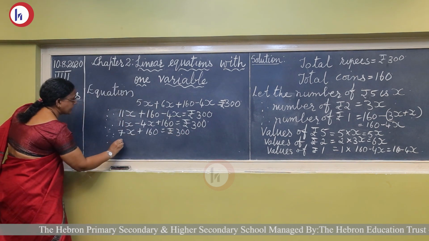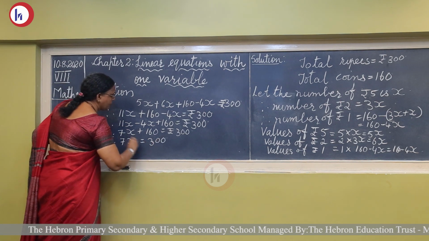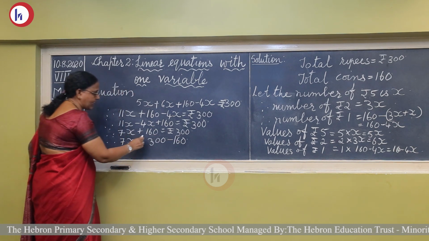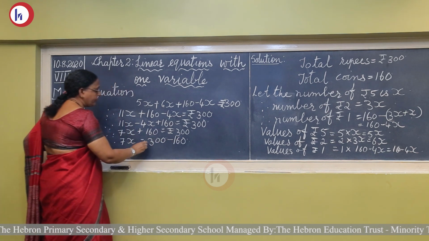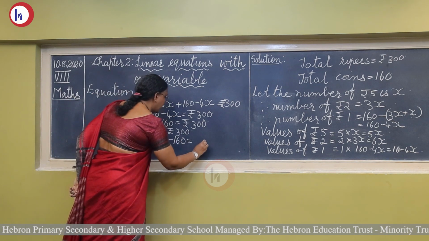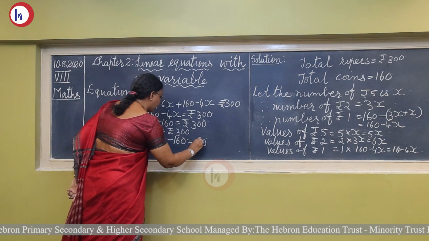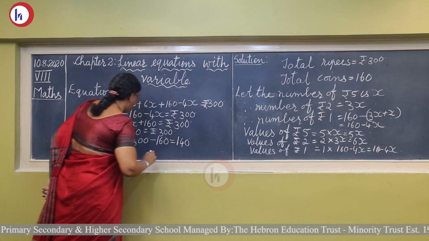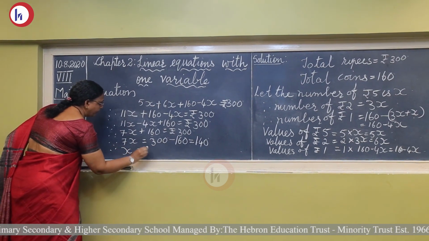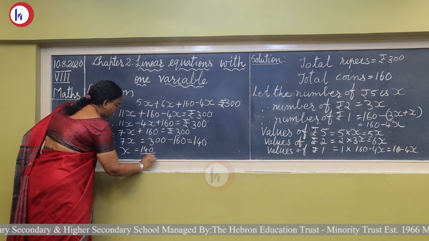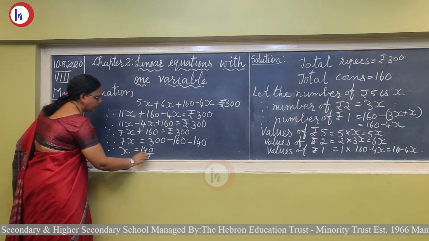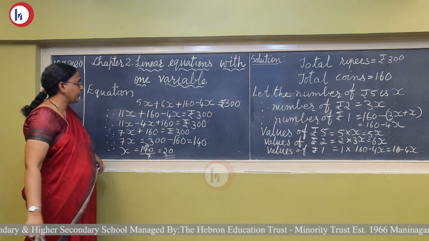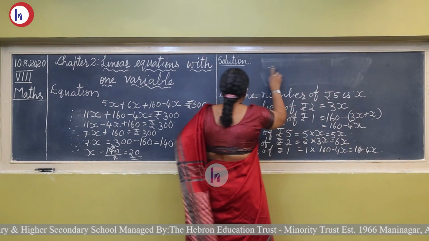Therefore 7x is equal to 300 minus 160. You all know that when a constant goes to the other side of the equal sign, it will change the sign. That means transposing the number. So we get 300 minus 160, that is 140. Therefore, x is equal to 140 upon 7, because 7 is multiplied, when it goes to the other side, it will become divide. Then you can cancel and you will get 20. So once you get x is 20, the next part is to substitute into the given numbers.